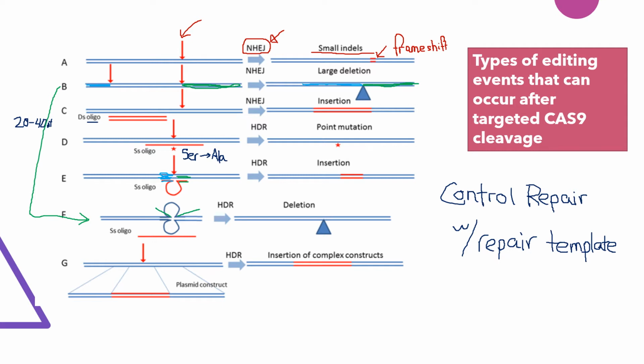You can't risk that deletion causing a frame shift. So you'd want to make sure this repair is very accurate. And related to that is insertion of larger constructs, spanning more than the length of DNA that you'd be able to put on an oligo, and this is what we did.